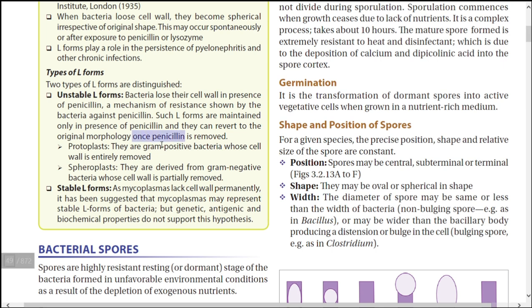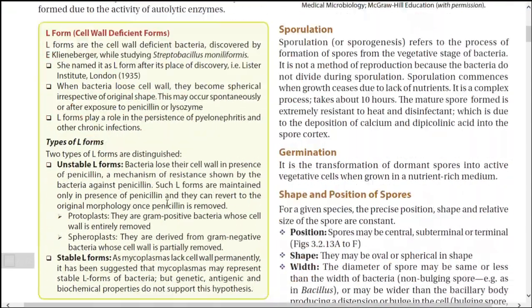Protoplast are gram-positive bacteria whose cell wall is entirely removed. Gram-positive bacteria without cell wall. Spheroplast is gram-negative bacteria whose cell wall is partially removed. That is very important to be remembered. So L bacteria can come as short notes.